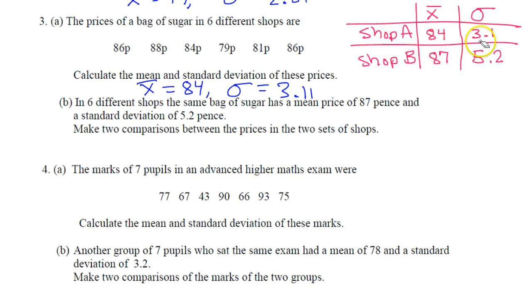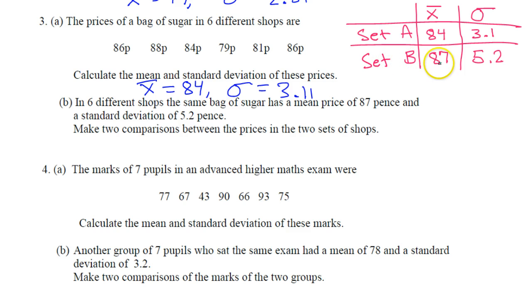Well, we have these pieces of information. These 6 prices are from one set of shops. We'll call those shops A. And this mean price and this standard deviation, we'll call this set B. In fact, I shouldn't say shop A and shop B, because that makes it sound like one store. This is set A and set B.